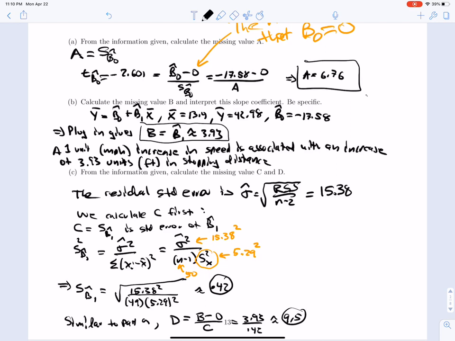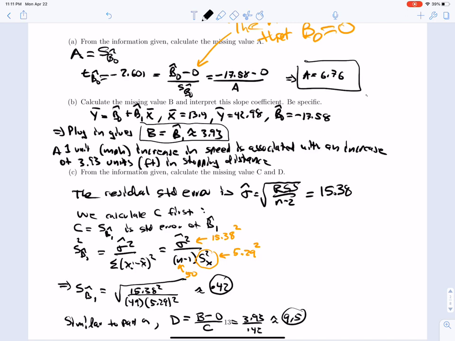So the residual standard error, which is sigma hat, is the square root of RSS over n minus 2, which is 15.38. So we calculate C first. C is the standard error of beta 1 hat, and so that squared is the variance of beta 1 hat. We know that's sigma squared over n variance of X. I've written out an approximation for this using sigma squared hat, and I've written n times the variance as the sum of xi minus x bar squared.